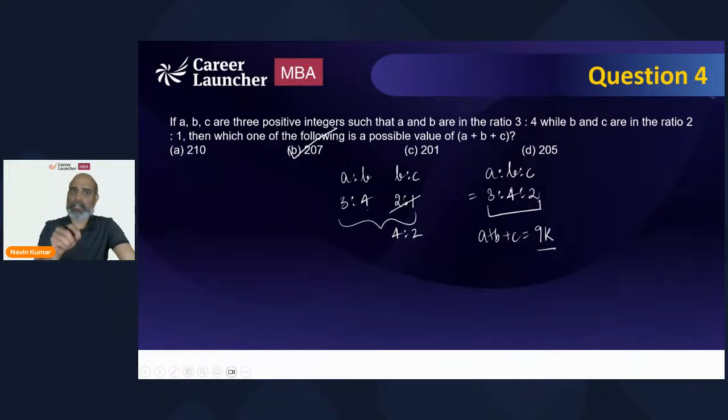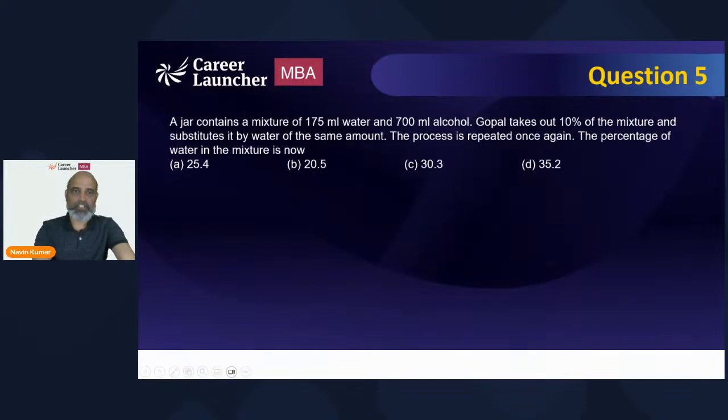I hope you understand how to check divisibility rules of different numbers. For 9, it is the sum of the digits. So you don't have to actually divide 210 by 9. 2 plus 1 plus 0 is 3, not 9 or 18 or a multiple of 9. 2 plus 0 plus 7 is 9. 2 plus 0 plus 1 is 3, not 9. And 2 plus 0 plus 5 is also not 9. So there's only one option. That is your answer. Good, good. Chalo, next one.